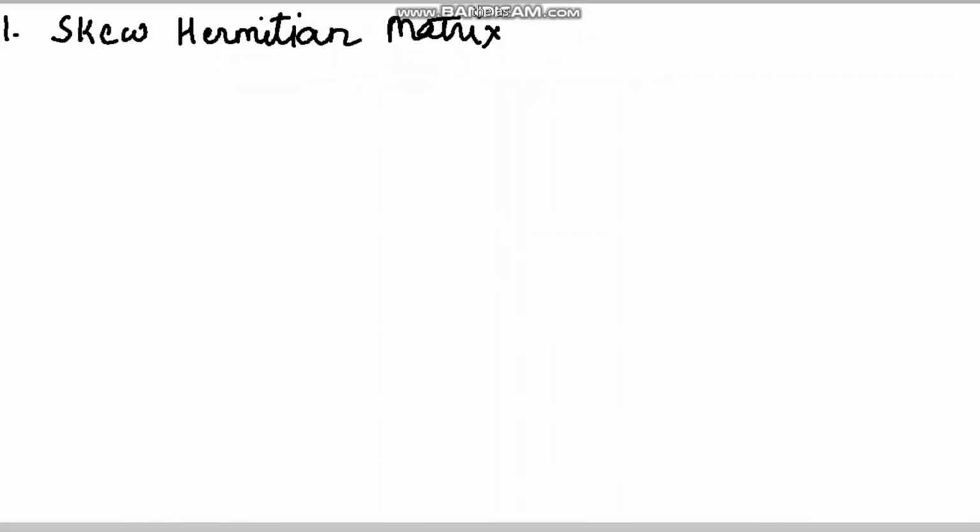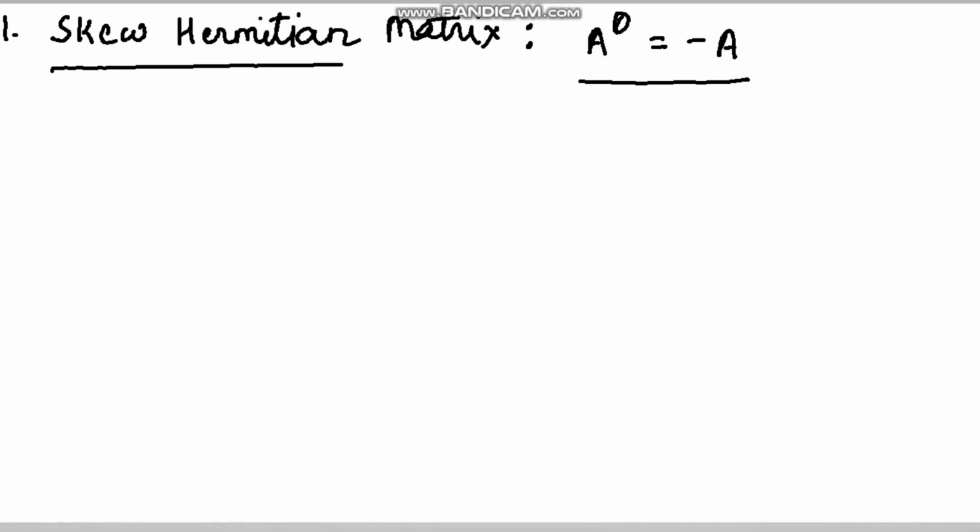So students, our next type of matrix is the skew Hermitian matrix. So what is a skew Hermitian matrix? A square matrix which satisfies the relation A to the power theta is equal to minus A. Okay, what is A to the power theta? It is our complex conjugate transpose of the matrix. If it is equal to minus A, then the given matrix is a skew Hermitian matrix.